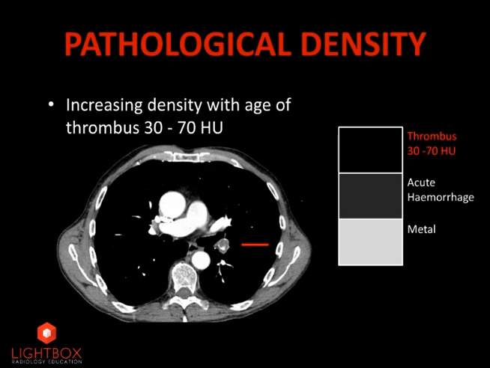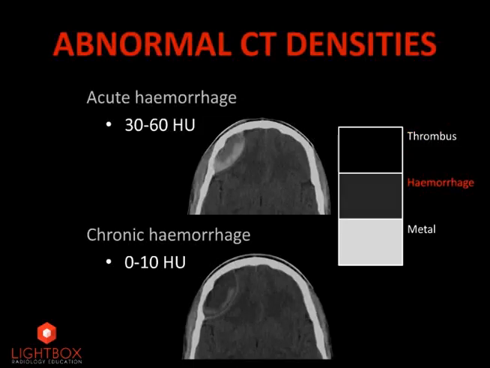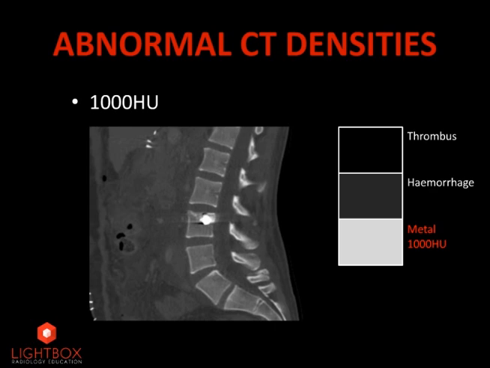Thrombus has a density of between 30 and 70 Hounsfield units, and increases in density with increasing age of the thrombus. Conversely, hemorrhage reduces in density with increasing age. Acute hemorrhage has a density between 30 and 60 Hounsfield units. Chronic hemorrhage has a reduced density between 0 and 10 Hounsfield units. Metal has a density of 1000 Hounsfield units.